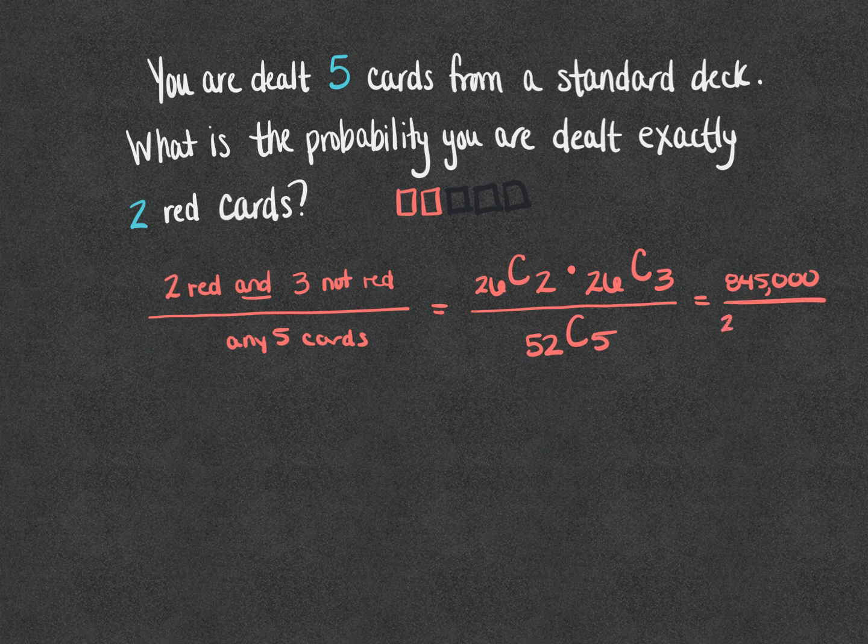52 choose 5 is 2,598,960. So this is the probability you would be dealt exactly 2 red cards. There is absolutely no need, in my humble opinion, for you to reduce that fraction. So you can leave it that way. That would be exactly what I would want you to submit as an answer. If it says report your answer in lowest terms, you would need to reduce, or decimal form, you can divide and turn it into a decimal. But again, most of the time you can stop right there.